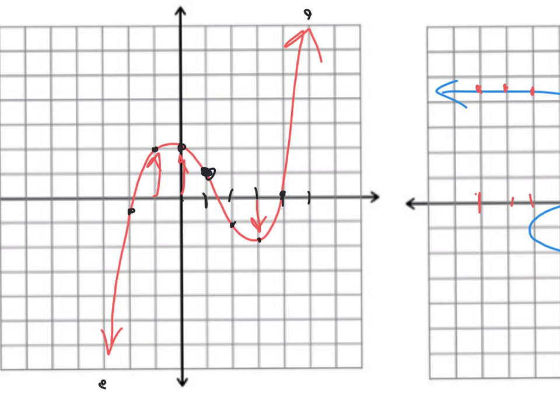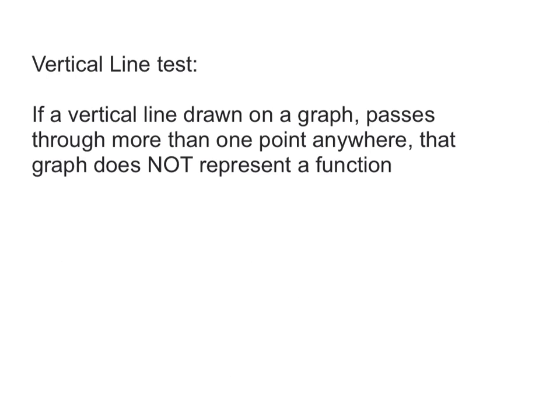and that leads us to something, the vertical line test. We use the vertical line test to tell if a graph is a function. And if we can draw a vertical line on the graph, and that vertical line passes through more than one point anywhere, that graph does not represent a function.